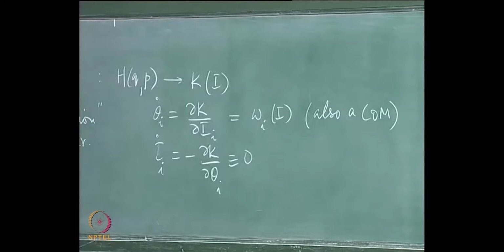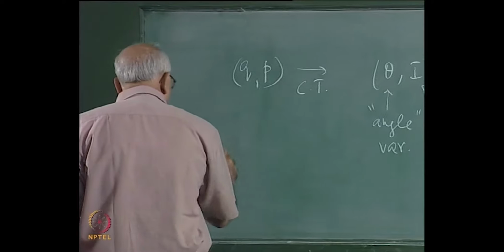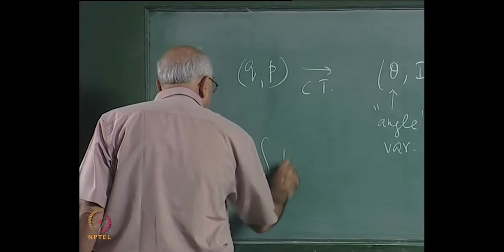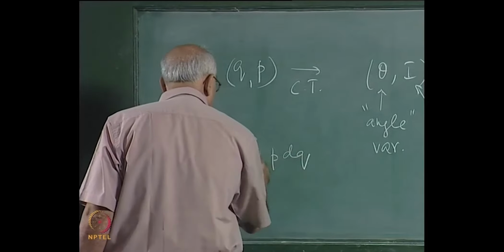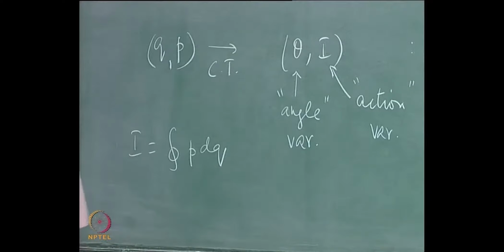Now the question is, can we compute this action for specific instances? And in the case of a one dimensional problem, 1 degree of freedom problem, the answer is straightforward. The action is in fact integral p dq. For each periodic motion the action is just the integral of p dq over the full period.